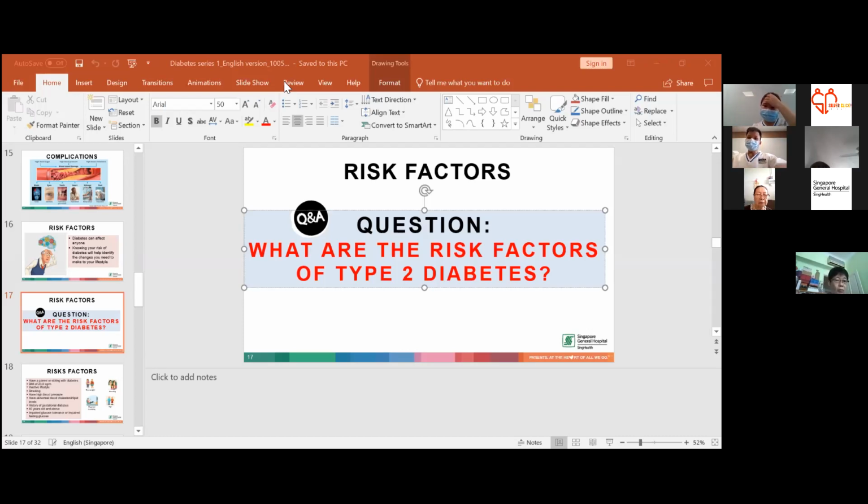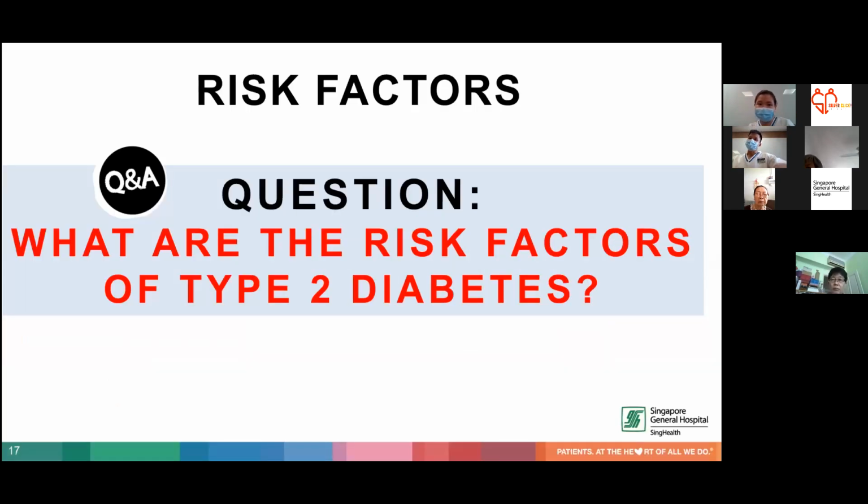So after hearing so much regarding what is diabetes, the complications arising from diabetes, and the prevalence of diabetes, now I would like to share with everyone what the different risk factors of diabetes are. Diabetes can affect anyone, at any age.